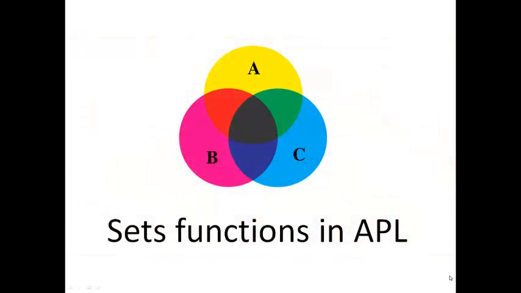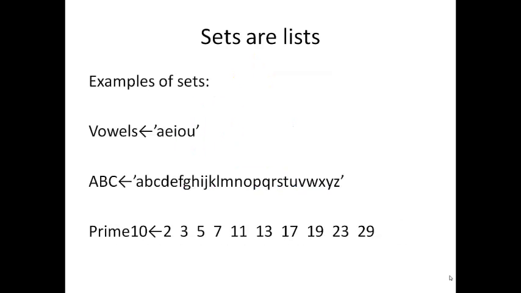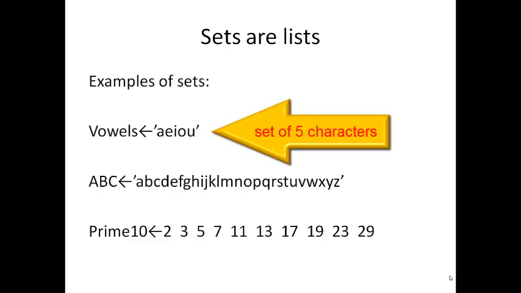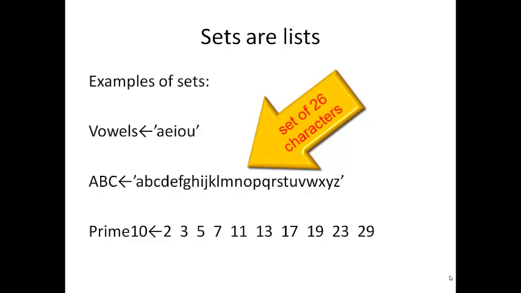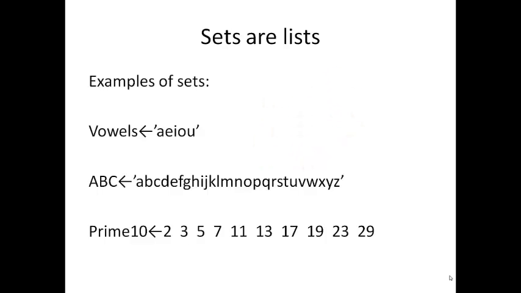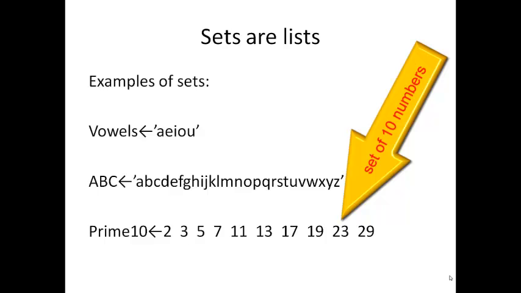This video will show you how to manipulate sets in APL. Sets are lists or vectors. They are lists of items or vectors of scalars. Here's an example of a few sets. The vowels contains 5 elements, ABC contains 26 elements, and prime 10 contains 10 numbers. They're not characters, they're numbers.